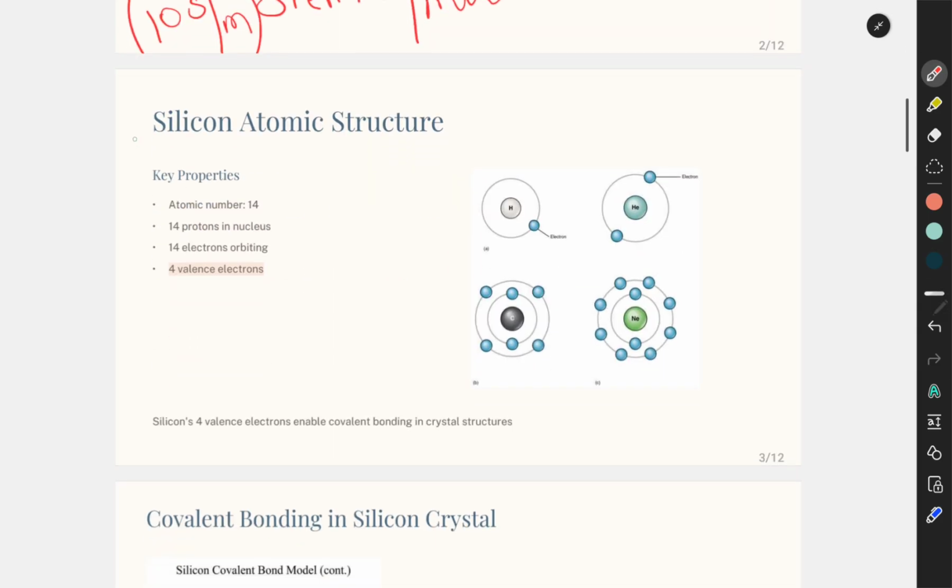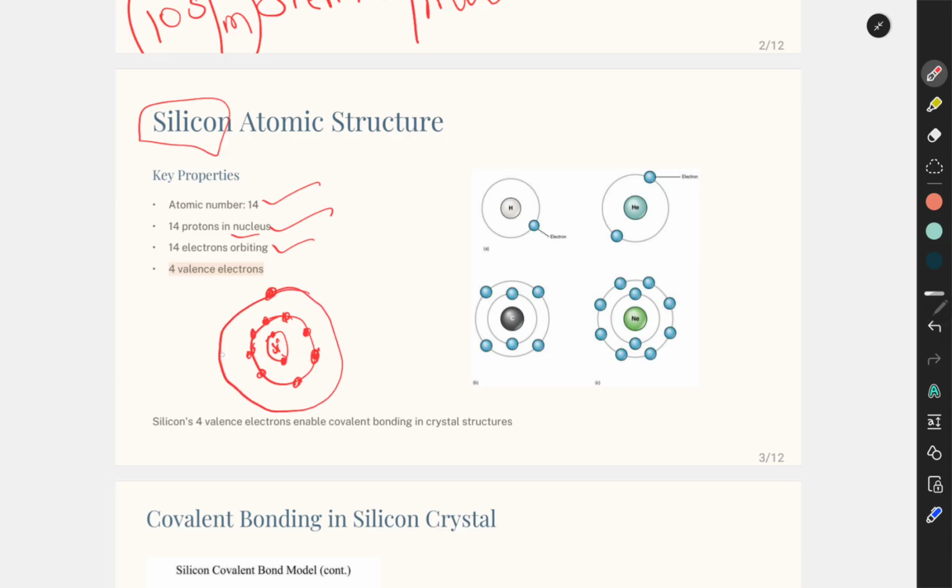Now when we take silicon, we know the silicon atomic structure. The atomic number of silicon is 14. That means it has 14 protons and 14 electrons. 14 protons inside the nucleus and 14 electrons revolving around the nucleus, like this. So this is a silicon nucleus. 1 2 3 4 5 6 7 8, 9 10, 11 12 13 and 14.